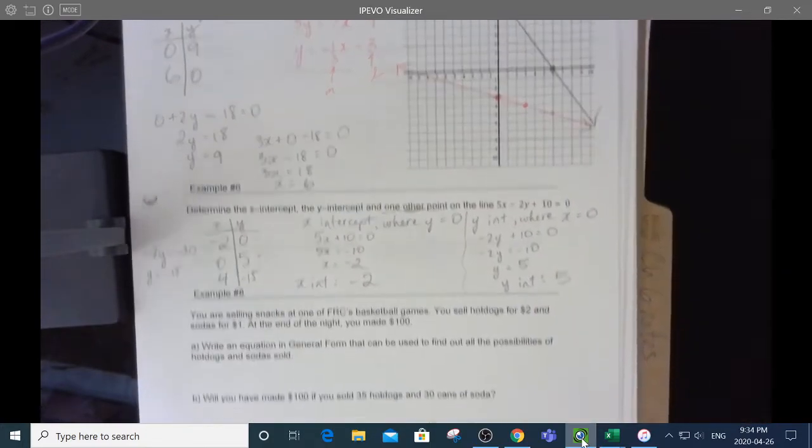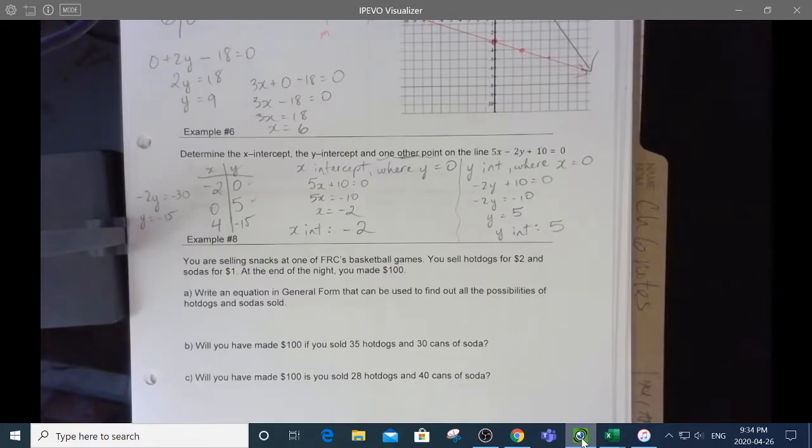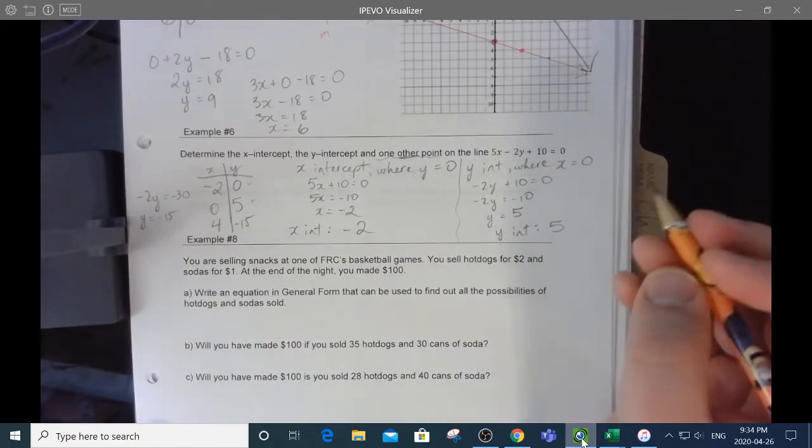Now let's move on to a kind of word problem. You are selling snacks at one of FRC's basketball games. You sell hot dogs for $2 and sodas for $1. At the end of the night, you've made $100. Write an equation in general form that can be used to find out all the possibilities of hot dogs and sodas sold.